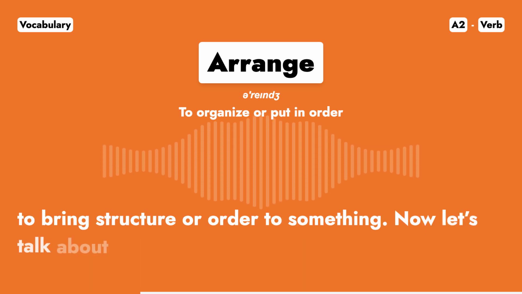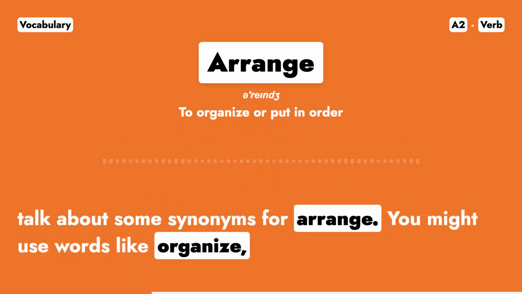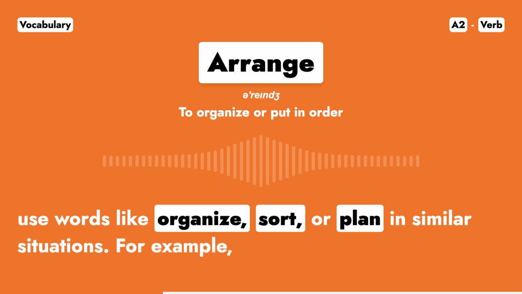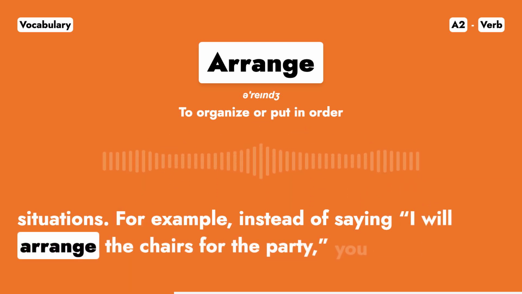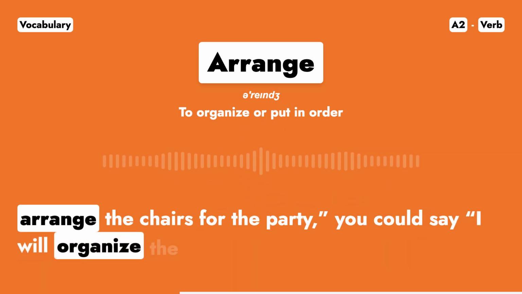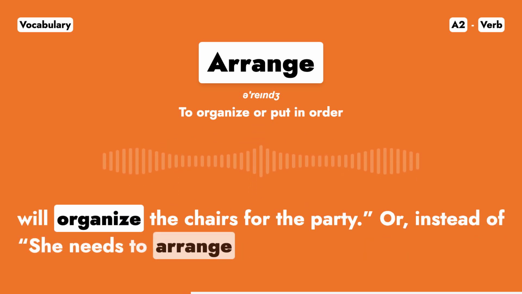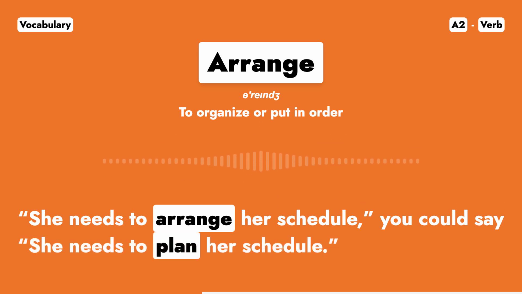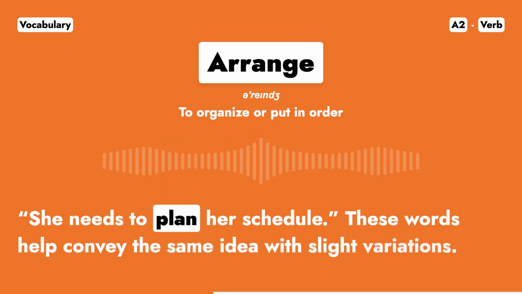Now, let's talk about some synonyms for arrange. You might use words like organize, sort, or plan in similar situations. For example, instead of saying, "I will arrange the chairs for the party," you could say, "I will organize the chairs for the party." Or, instead of, "She needs to arrange her schedule," you could say, "She needs to plan her schedule." These words help convey the same idea with slight variations.